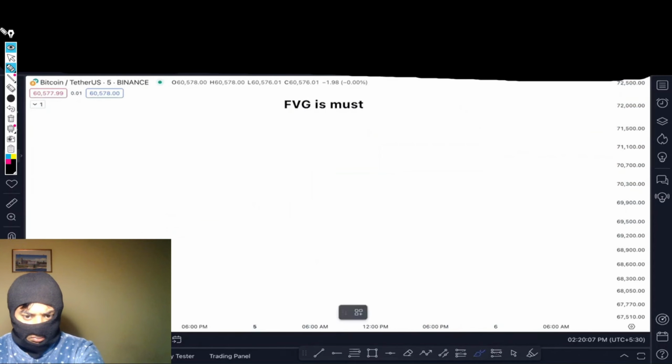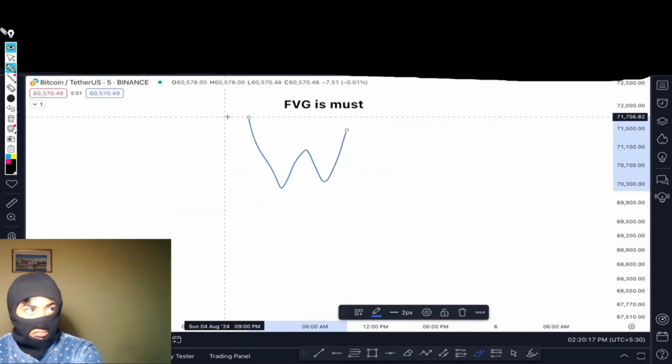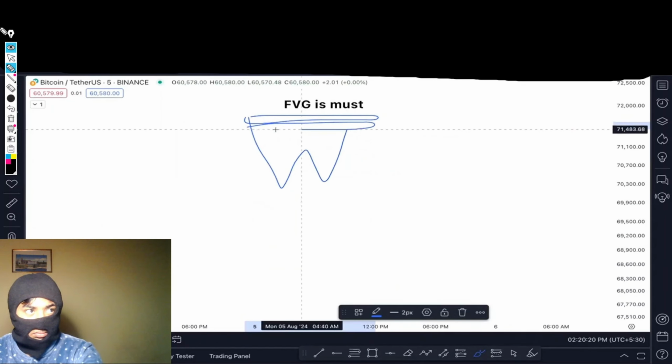Now, let's understand a downtrend. How would it happen in a downtrend? A lower low close would be set. A lower swing high would be set. And here, any order block must have an FVG below it. Without an FVG, that order block is useless. FVG is a must.